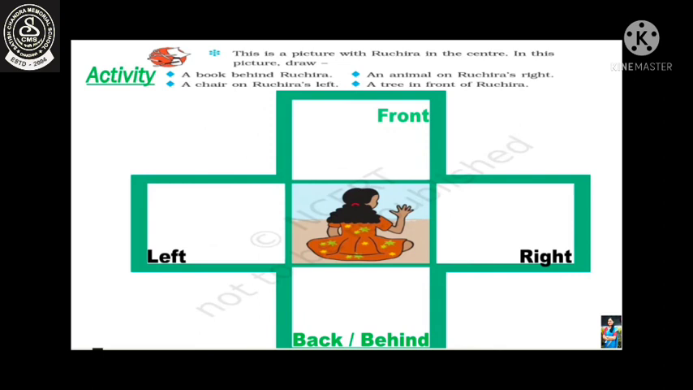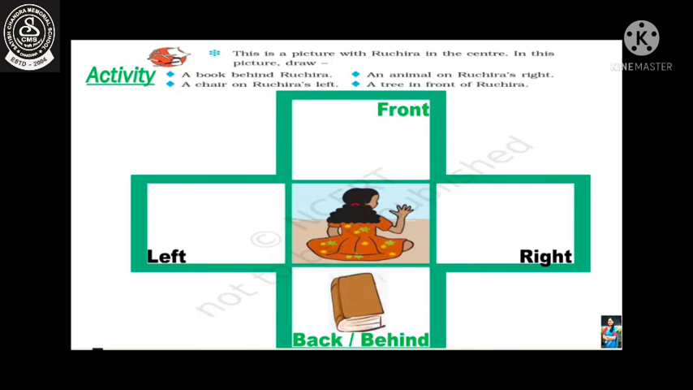Then on the right side, see, I have written right. So this is the right side of Ruchira. And in front, see, I have written this is her front side. So I have written front over there. Now what do we have to do?